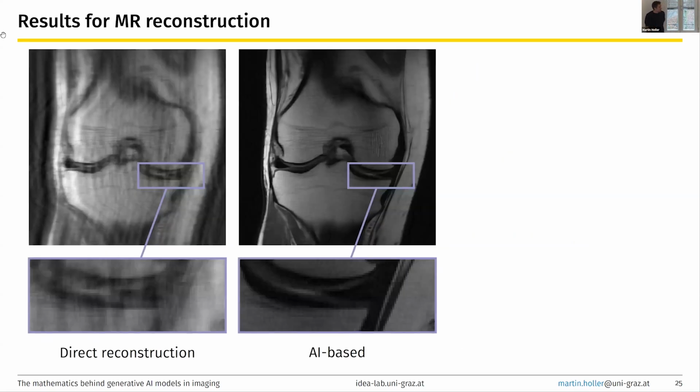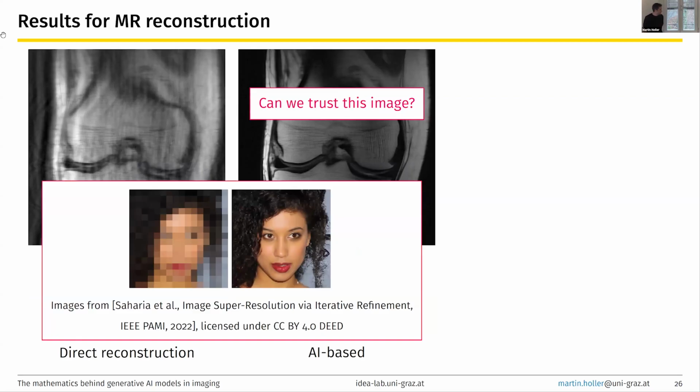Okay, and this would be some results. On the left, you see a badly resolved MR knee image, and on the right, you see a reconstruction that was obtained using this kind of approach. And again, now we come maybe to your question: can we actually trust this image, right? What if the person has a very rare knee? What if something is in the scanner that we have not seen before? And actually, this is a big issue, right?